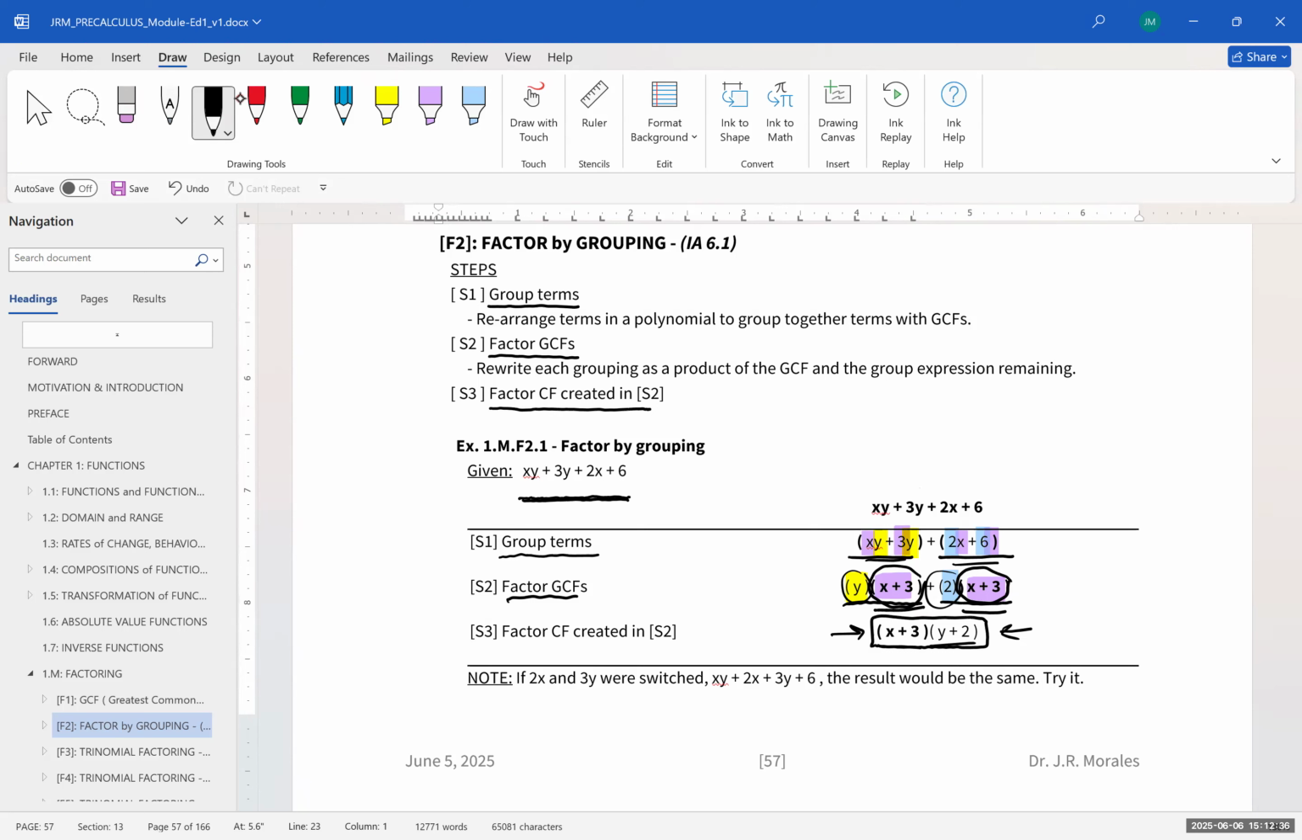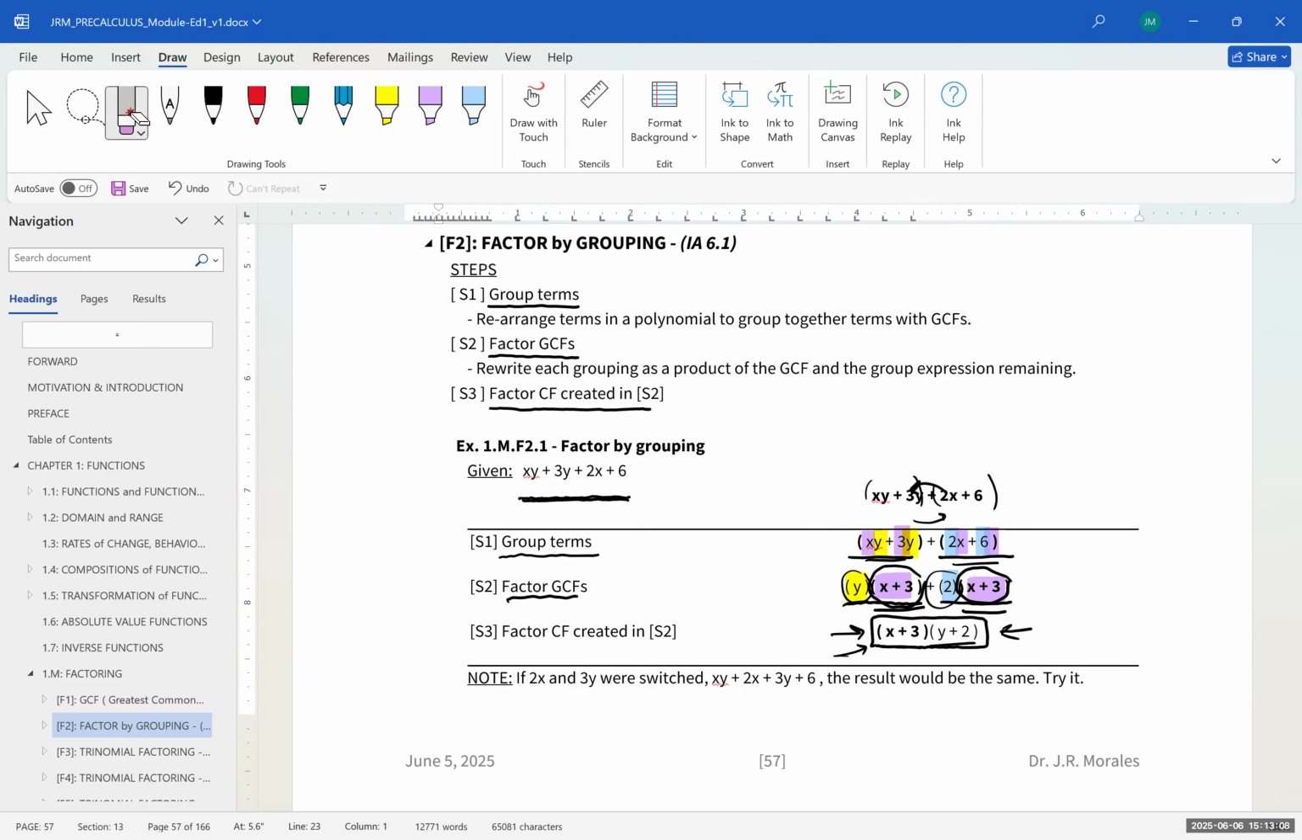Sometimes it'll give you no help whatsoever to do it that way. And sometimes you'll do it and it won't matter in the outcome. And that's kind of the example here, which is part of the reason why I give this note. If 2x and 3y were switched, if you switched these two around and you grouped them after you switched them, then the result is going to be the same. And I say, well, try it just to kind of prove it to yourself that that's the case.